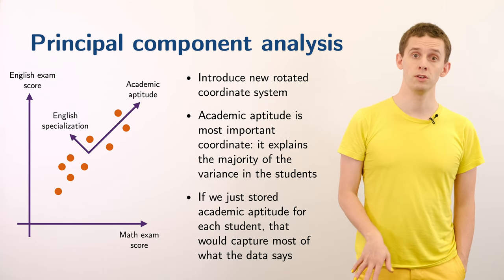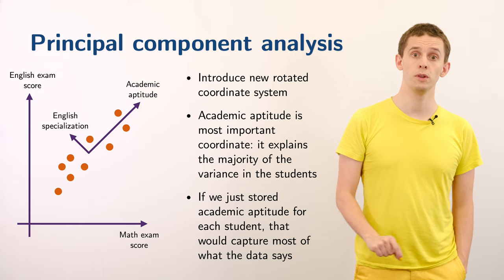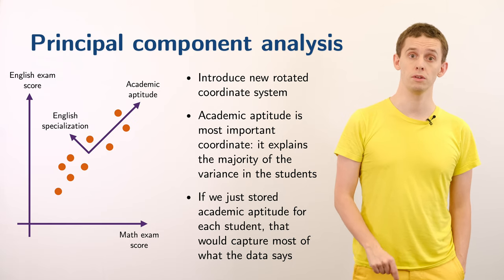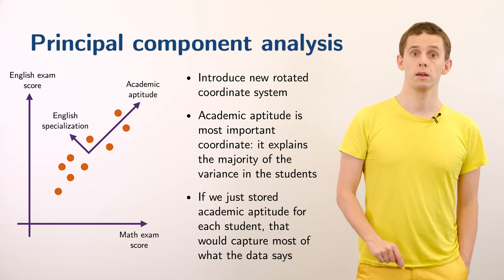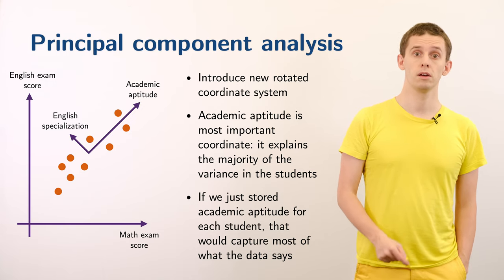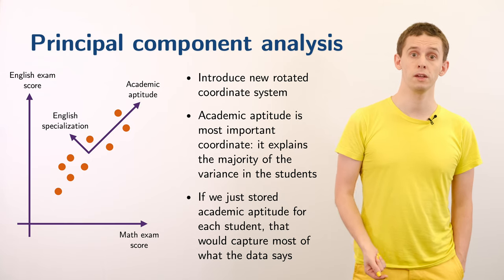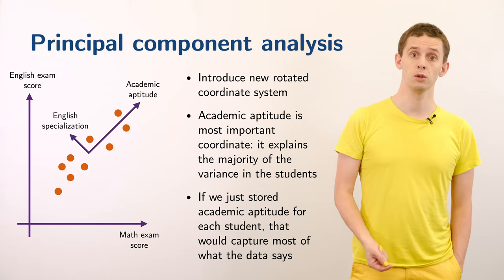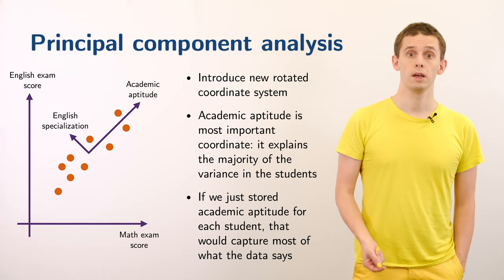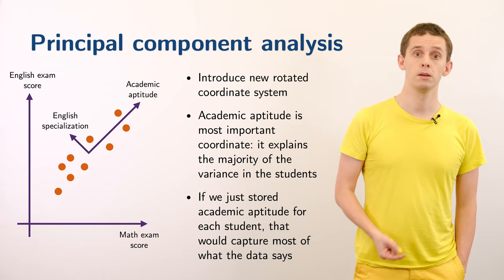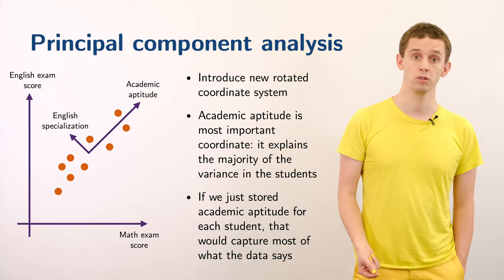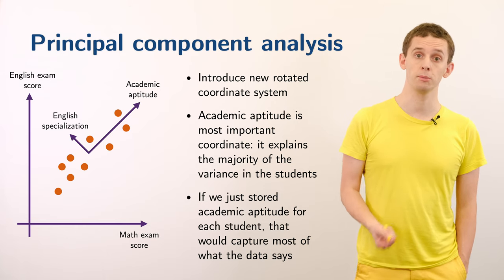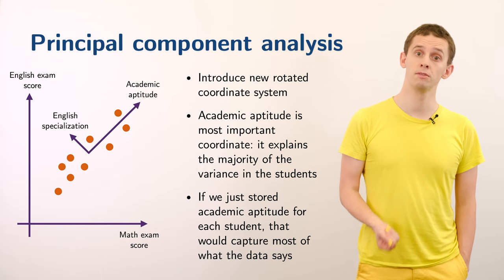So one thing we could do is introduce one coordinate that is aligned with the primary variation in our data points. And then we could introduce a second coordinate that is orthogonal to that first one. And if we used those two axes, then we could ascribe that the first coordinate was roughly associated with academic aptitude, and the second coordinate was roughly associated with English specialization. And given that the main variation is in the academic aptitude direction, then if we only wanted to store one number for each student, then we might store the academic aptitude number, because that would capture the majority of variation in this data set.